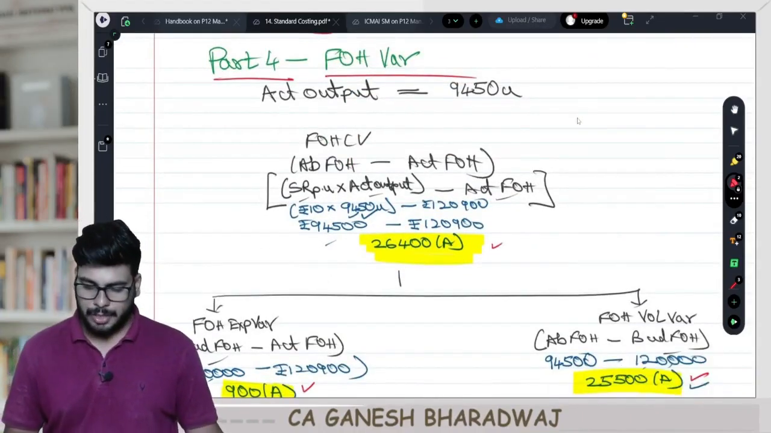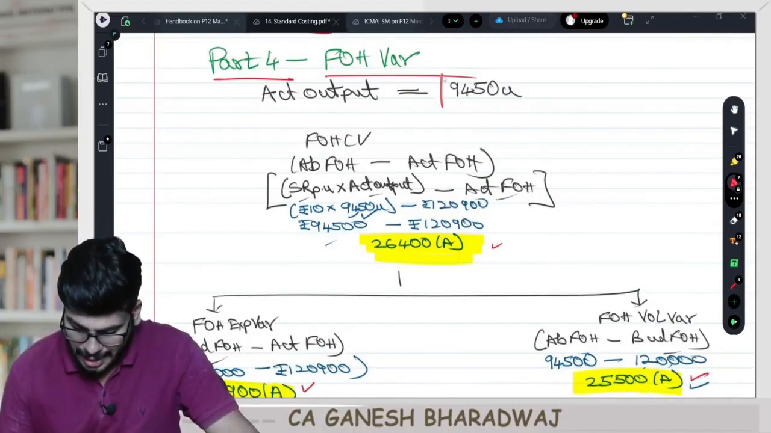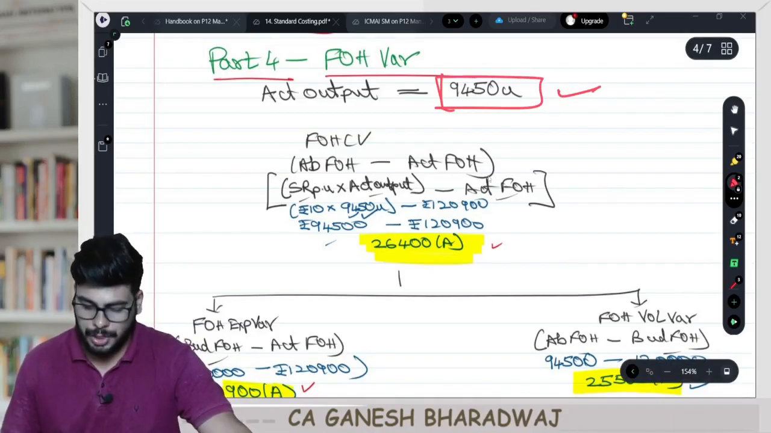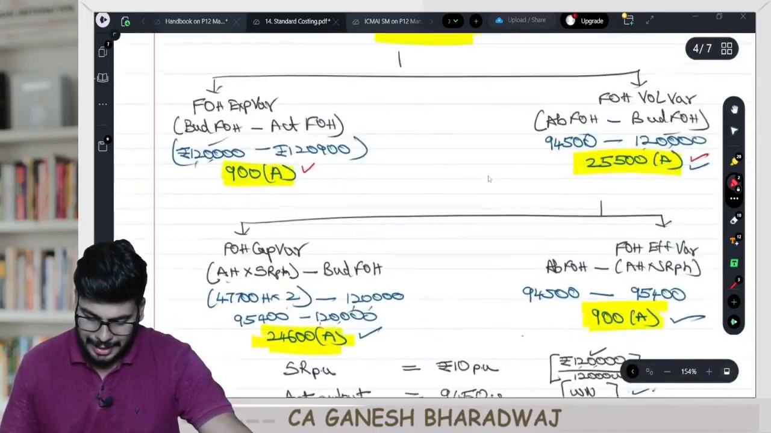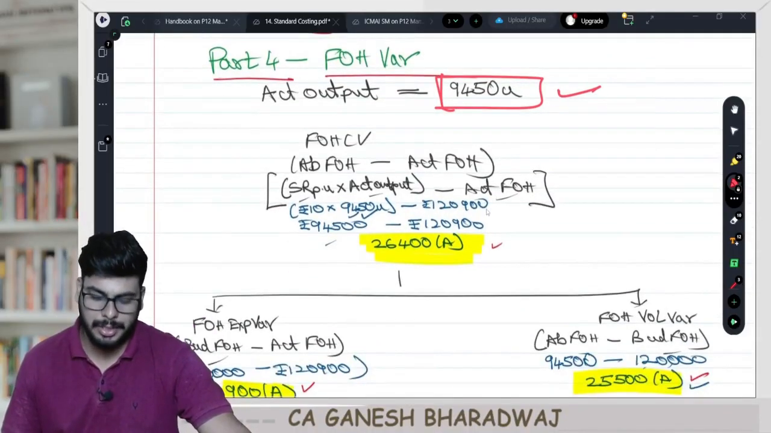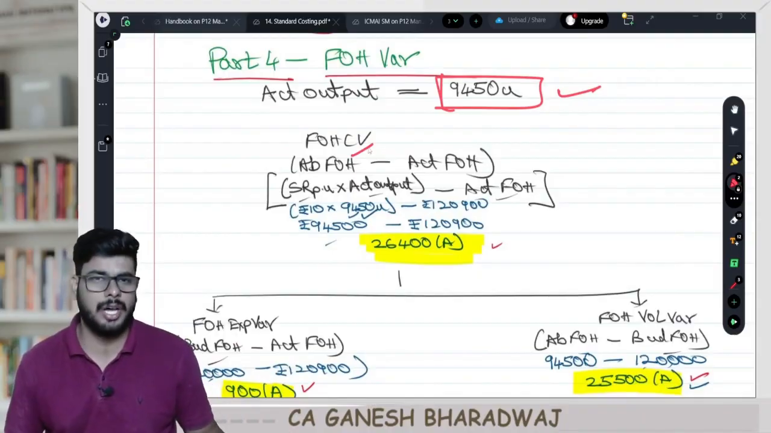Then we move on to the next one, which is fixed overhead variances. Now, fixed overhead cost variances. What is the actual output? Again, it's going to be 9,450 units. Now, first, let us list out the ingredients. What are the ingredients we need for fixed overhead variances? For the fixed overhead cost variance, you need the absorbed fixed overheads.